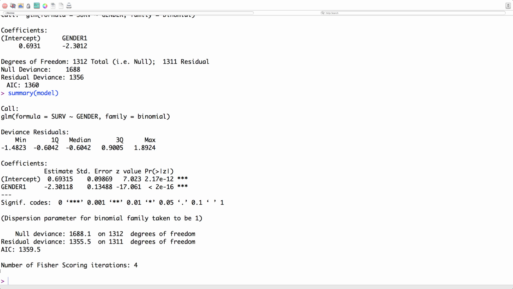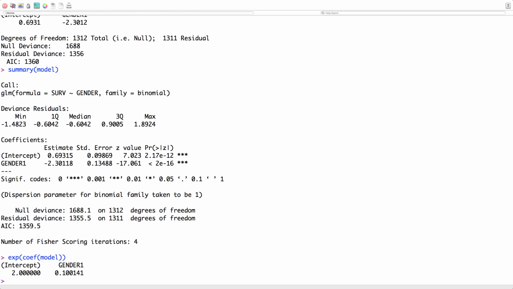Something else worth showing you again, this negative 2.30 is the log of the odds. So if we want to get this back to just odds, we use EXP, and I can look at the coefficients for my model, and those values should look extremely familiar. And again, it's much easier to interpret. In fact, it's not even much easier, it's almost mandatory to do that to interpret.